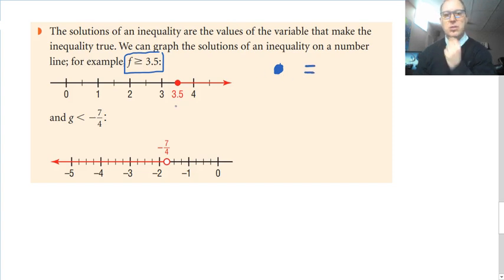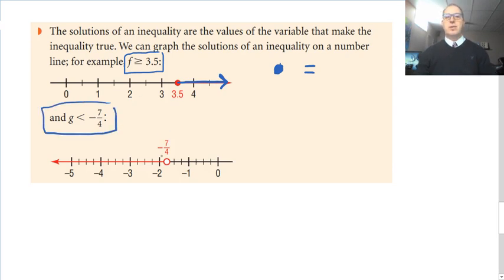Okay, that means it includes 3.5. And if f, or the missing values, or the solution set for the unknown, is greater than or equal to 3.5, you have to put an arrow to the right. Remember, anything to the right on a number line is greater than. Anything to the left is less than. Always the same. Okay. This one, g is less than -7/4.